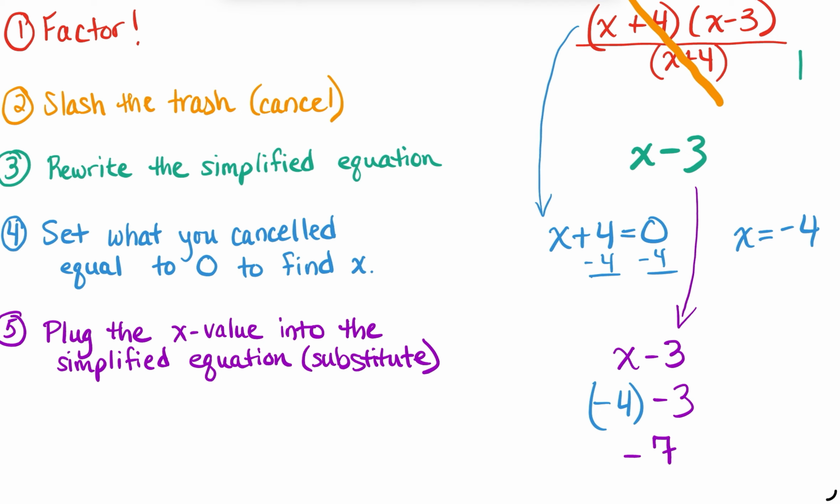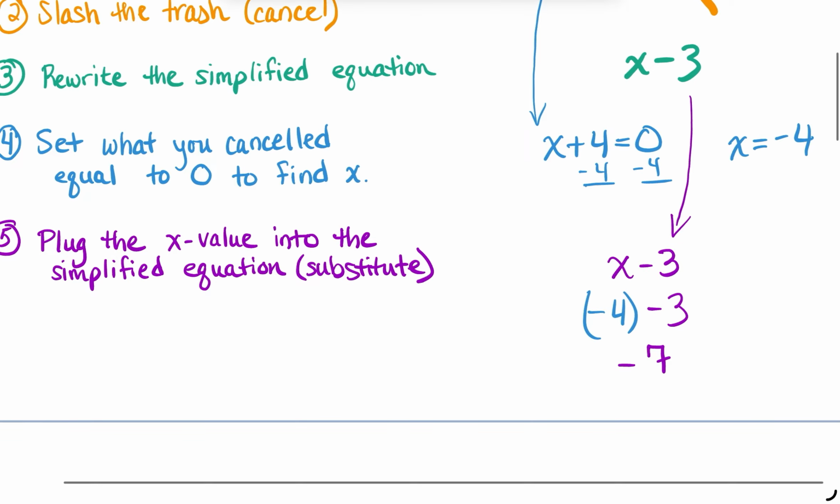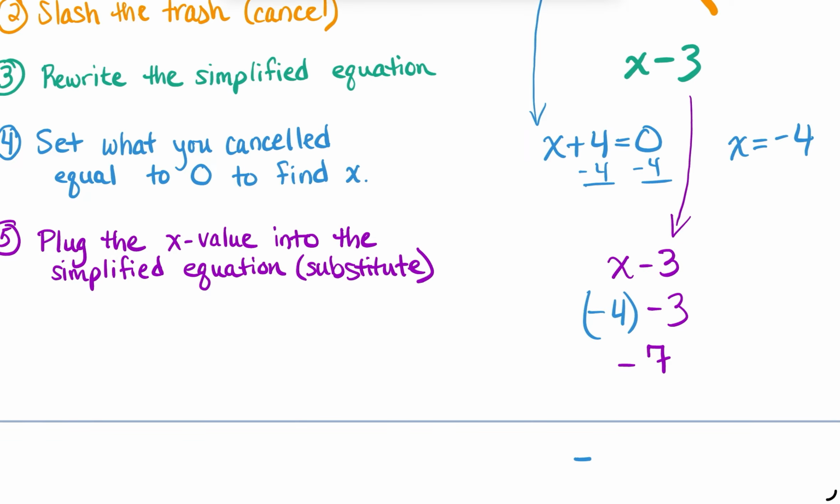So our hole, or our point discontinuity, is going to be at negative 4, comma, negative 7. And that is how you find a hole algebraically. Hope that helped.